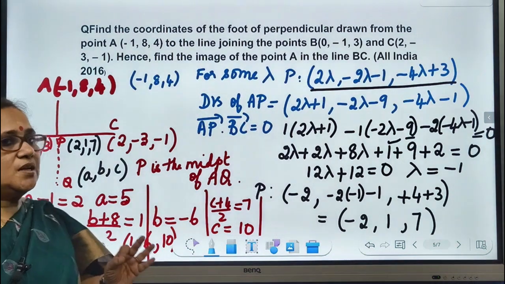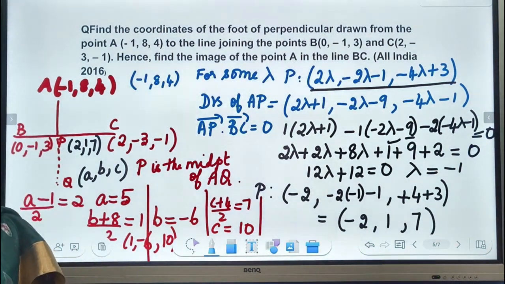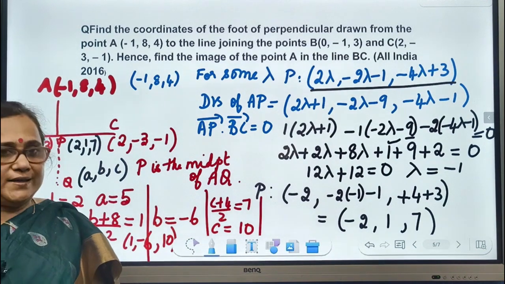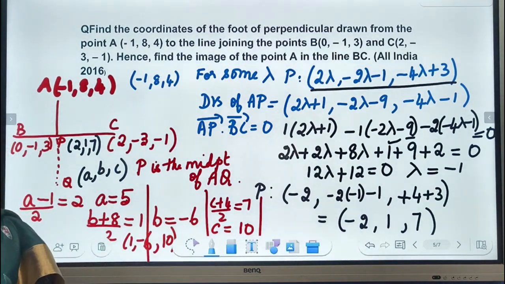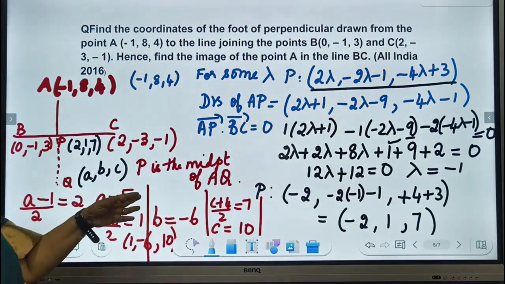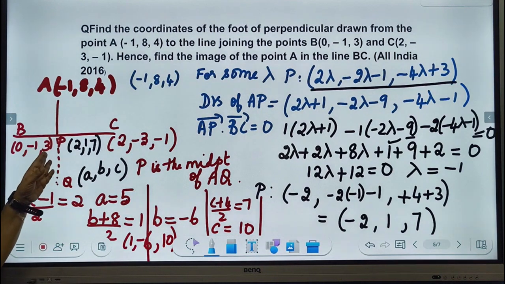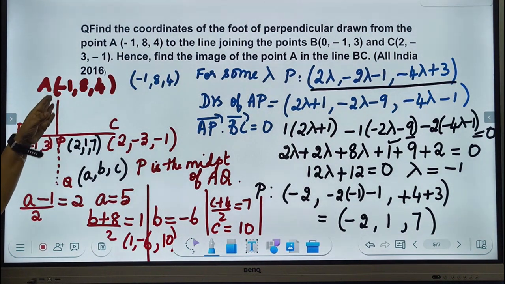So today we discussed three problems. In the first case, we found the shortest distance between two lines. In the second case, the shortest distance between two parallel lines in particular. In the third problem, how to find the coordinates of the foot of the perpendicular from a given point, and also to find the coordinates of the image.